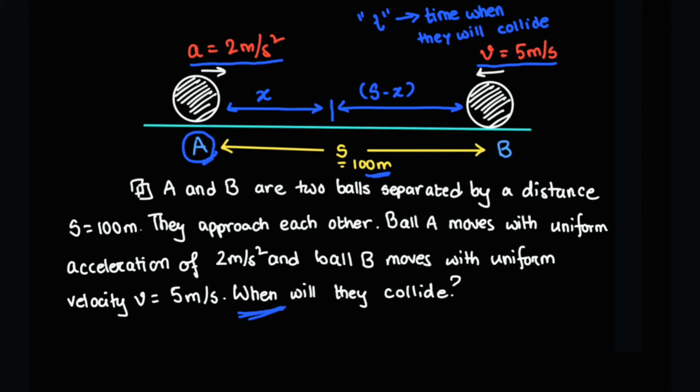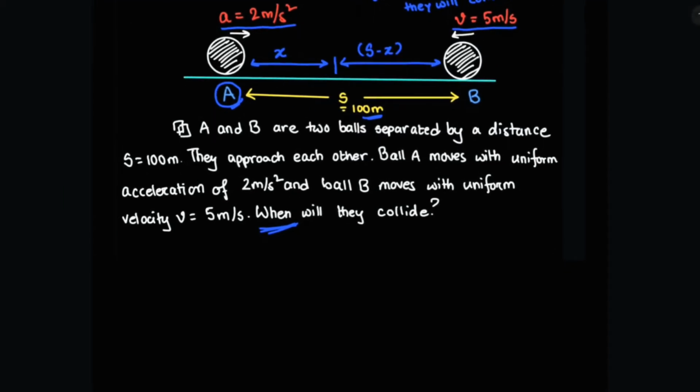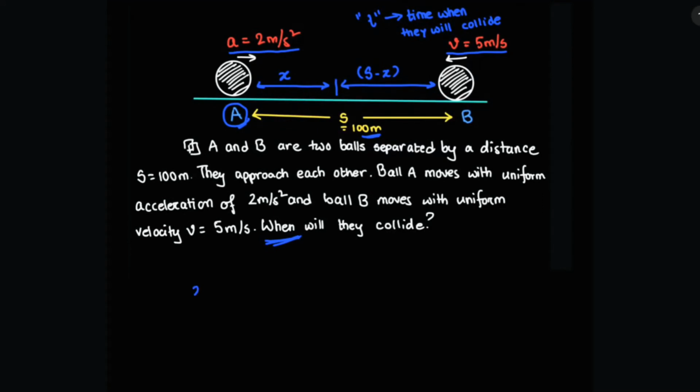Alright, so since ball A is moving with uniform acceleration, from the second equation of motion, we can say that x is equal to 0 plus half times a times t squared, since we consider that its initial velocity was 0. So we can write this as x is equal to half times a times t squared. This is our first equation.